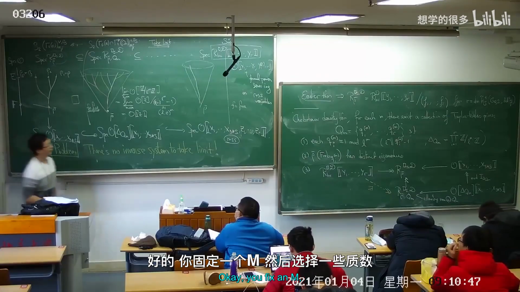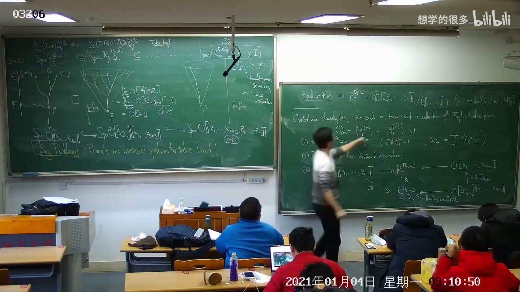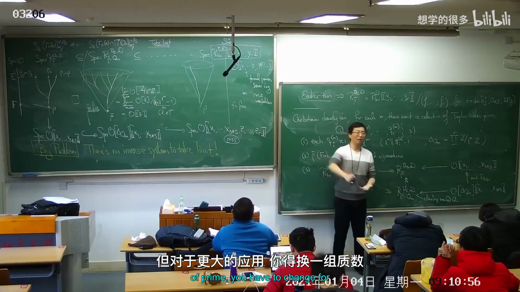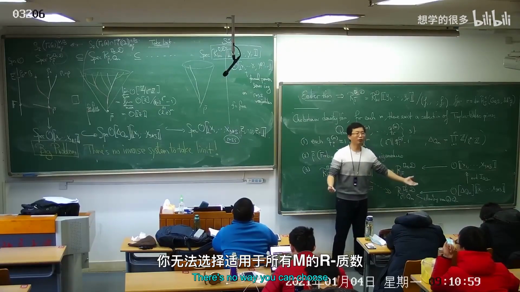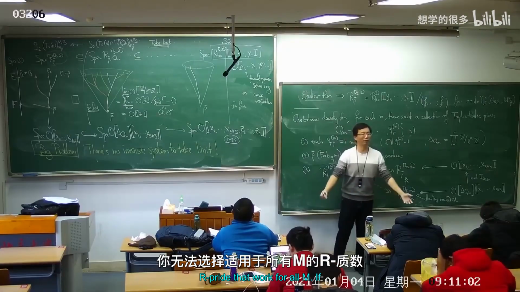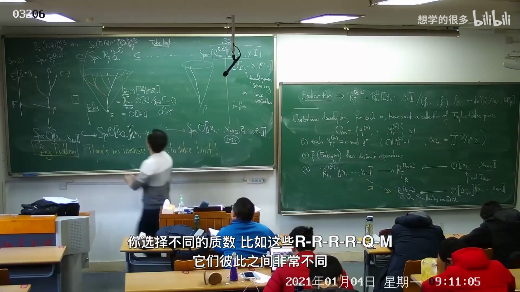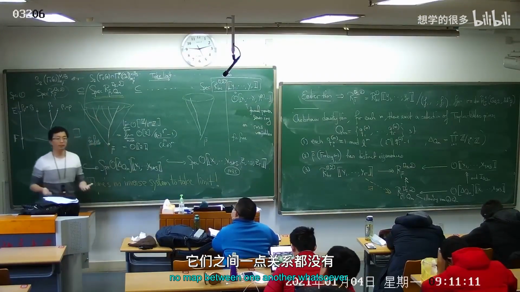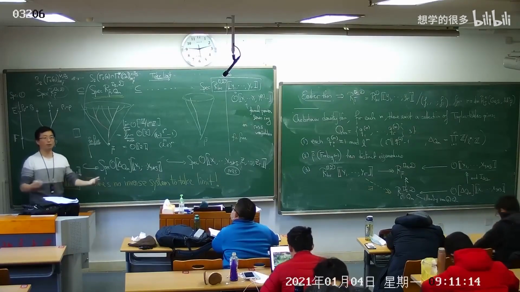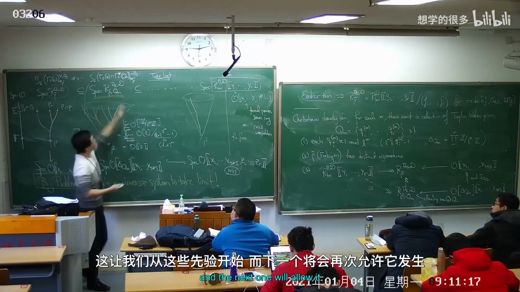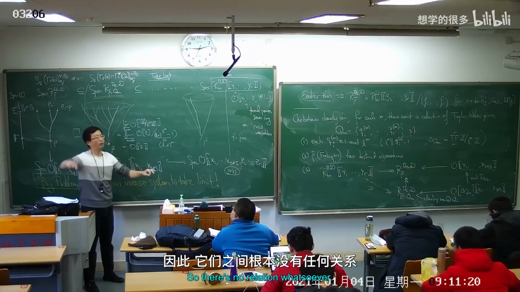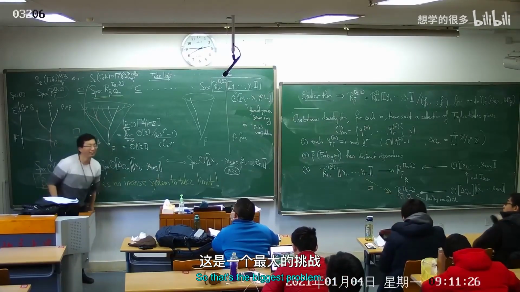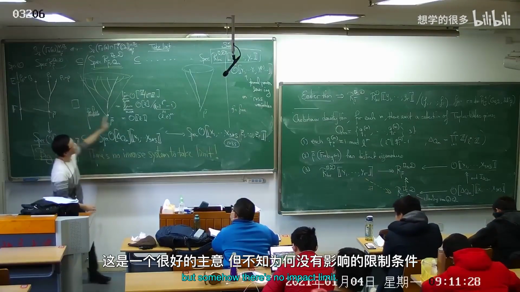Here's the gigantic problem. You fix an M, you choose a bunch of primes. But for a larger M, you have to change to a different set of primes. There's no way you can choose R primes that work for all M. If you choose different primes, these R rho bar QM are very different from each other, with no map between one another whatsoever. One allows verification at these primes, and the next one allows verification at other primes. So there's no relation whatsoever. The space is the same, but there's no inverse system. That's the biggest problem: it's a very nice idea, but you can't take the limit.